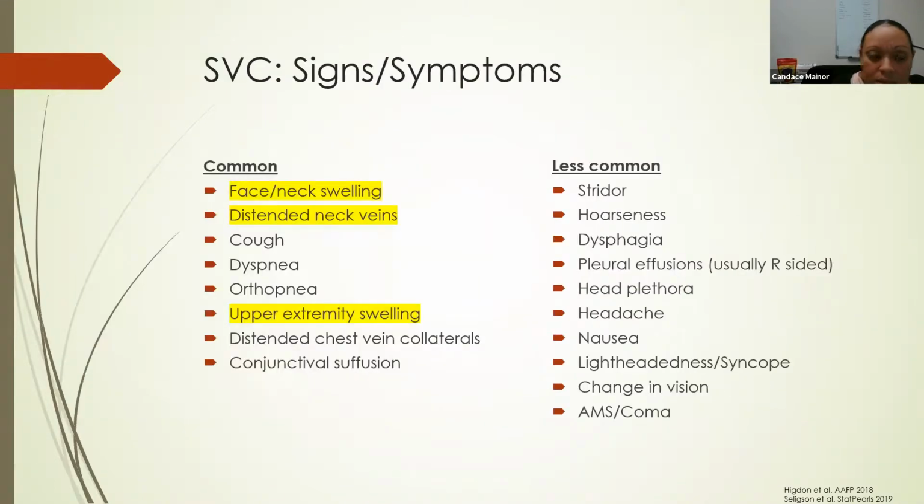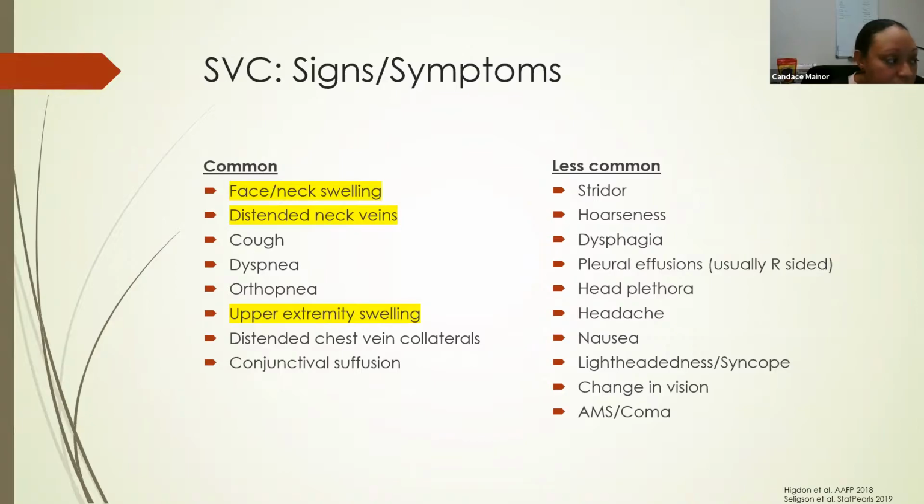Common signs and symptoms of SVC syndrome include face and neck swelling, distended neck veins, and upper extremity swelling. Other common signs and symptoms include cough, dyspnea, orthopnea, and distended chest vein collaterals or conjunctival suffusion, which is redness of the conjunctiva that's not caused by conjunctivitis or inflammation. Less common are those listed here on the right side of the screen.